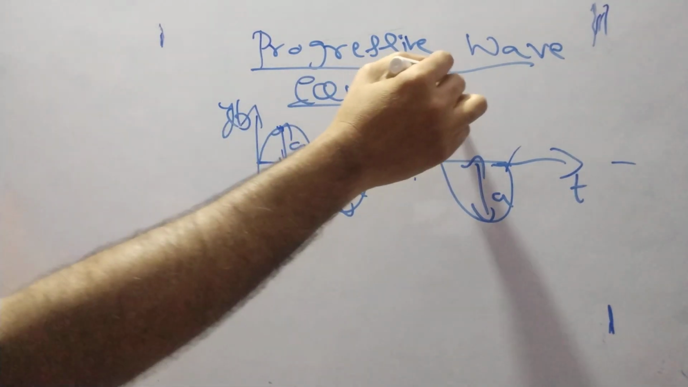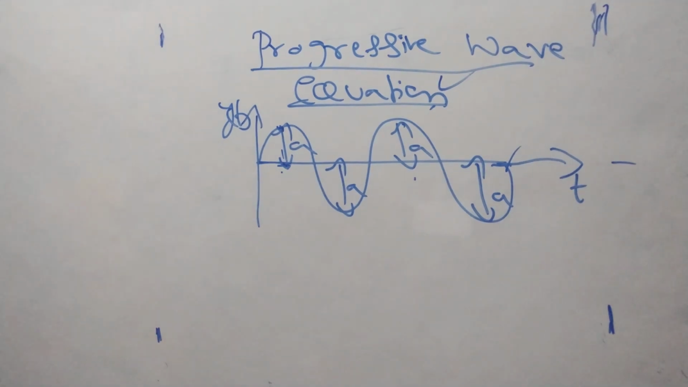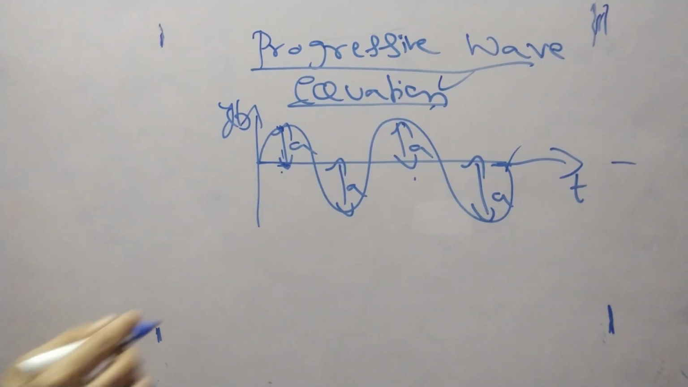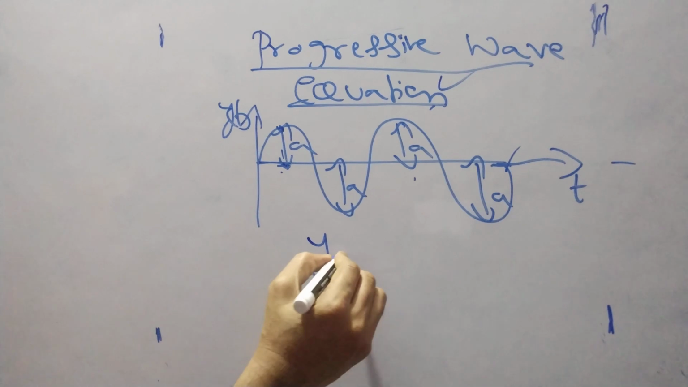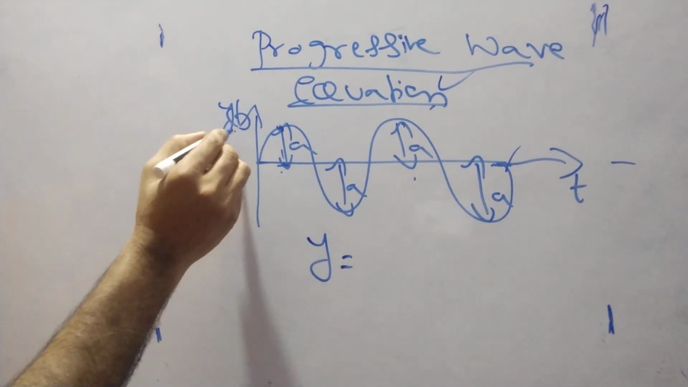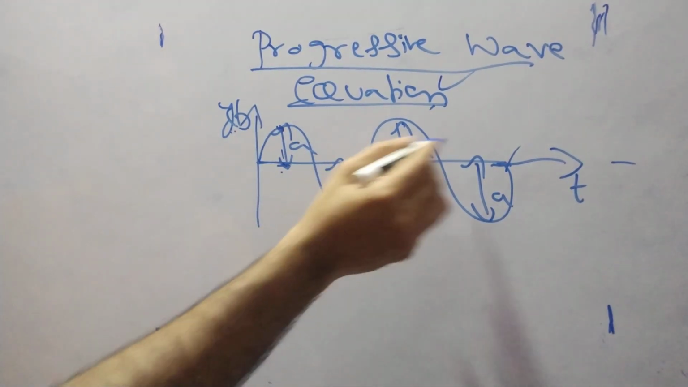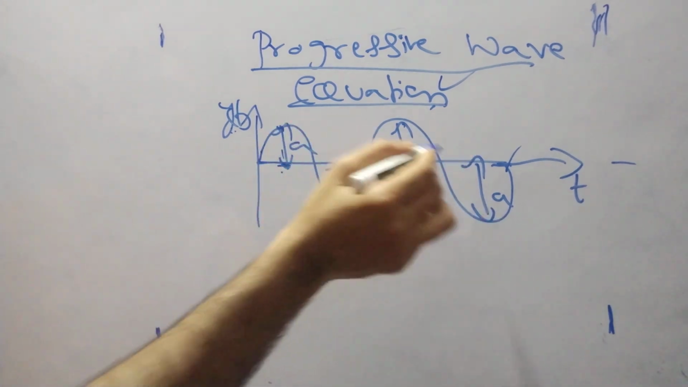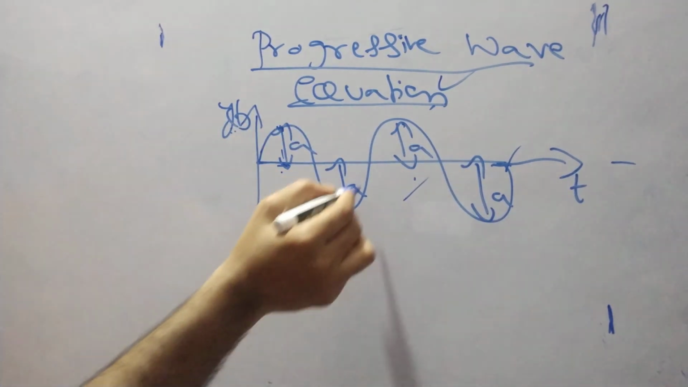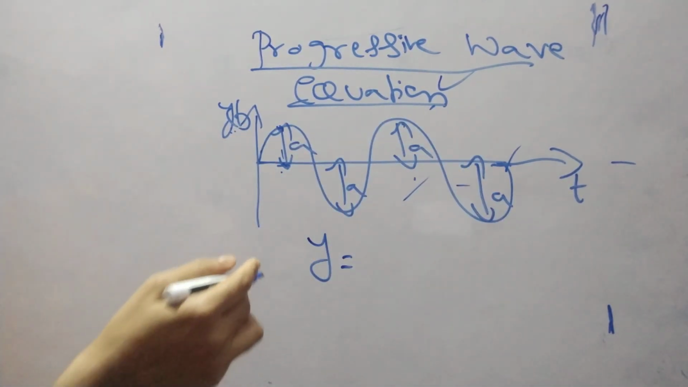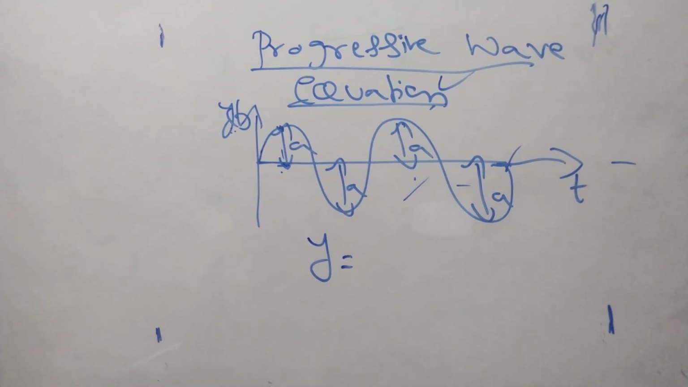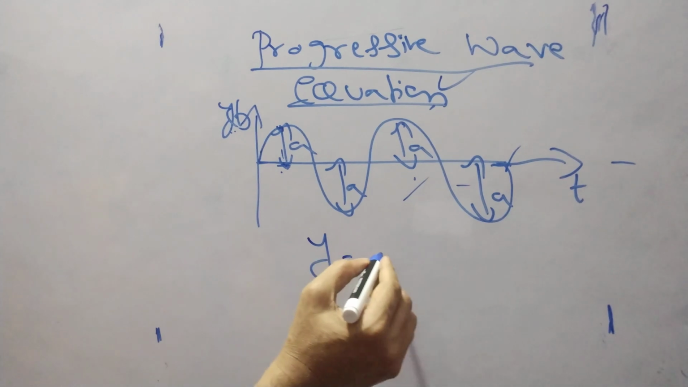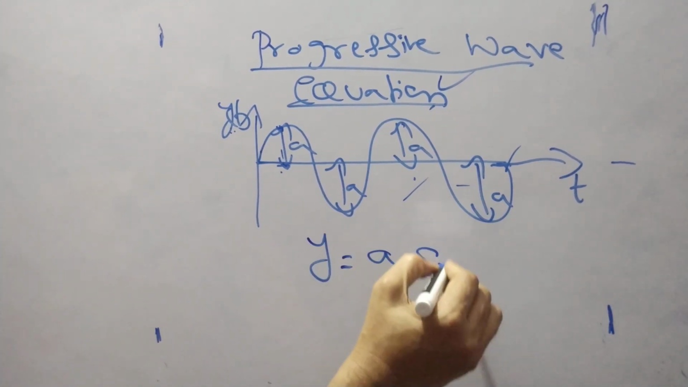So for this one we have to write an equation here. Right? Now see here, y is a function, no? We have to write down the function, or we have to write the progressive wave in terms of a mathematical function here, right? So here, first I will just write this as a sine phi.